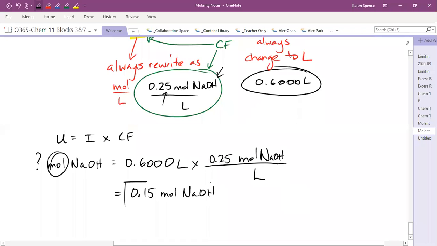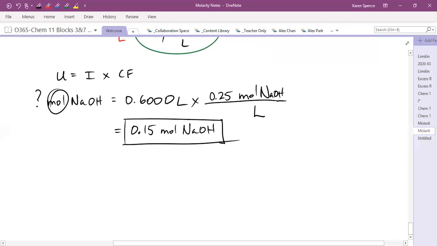And that is it. So you now know how to calculate molarity by doing a division, and you know how to use molarity as a conversion factor to go from either moles to liters or backwards from liters to moles.